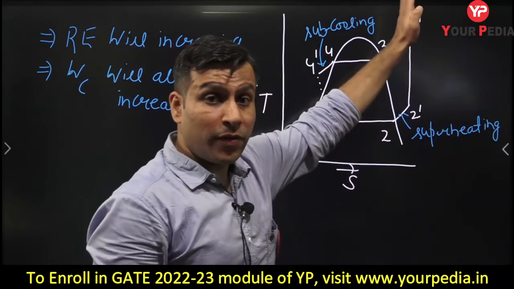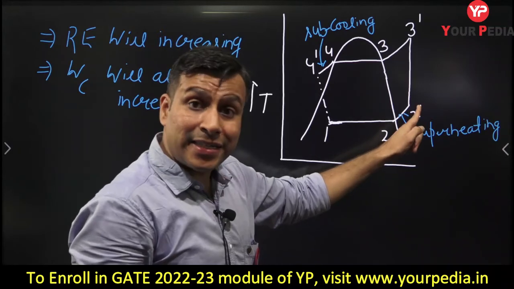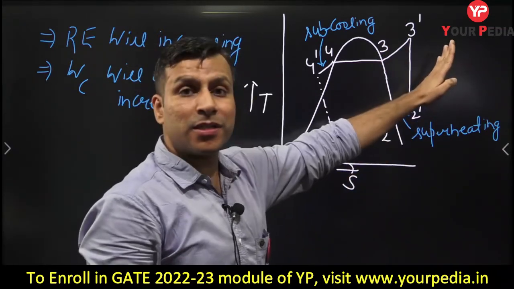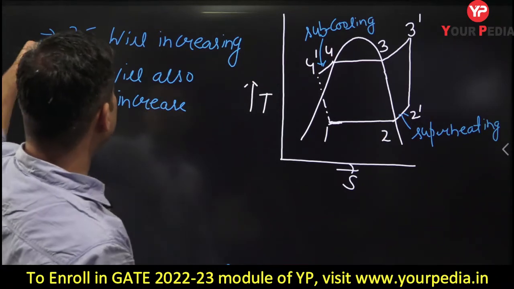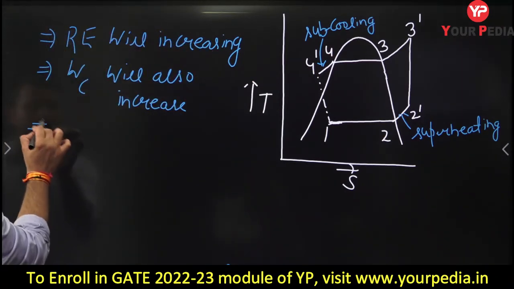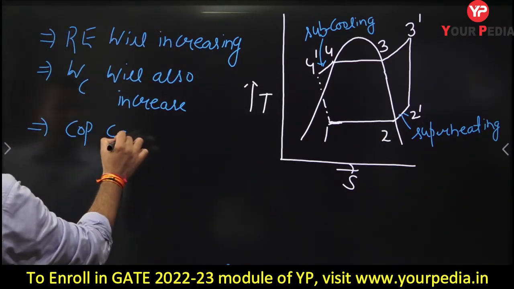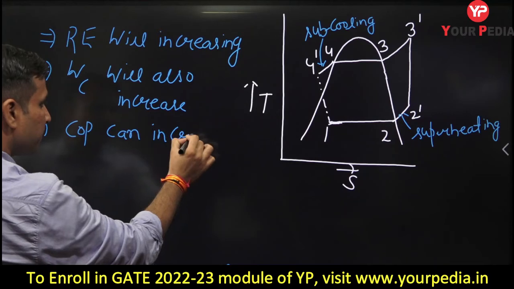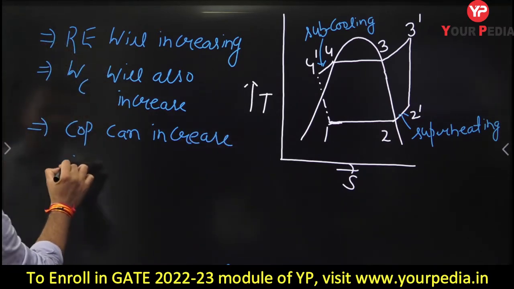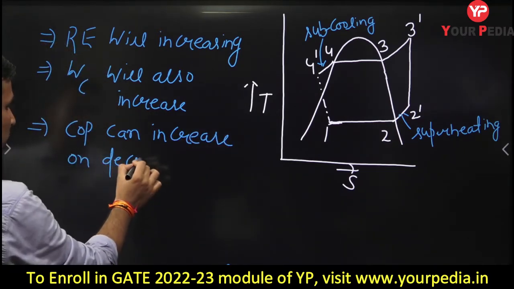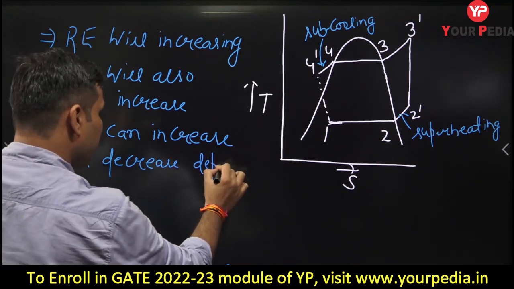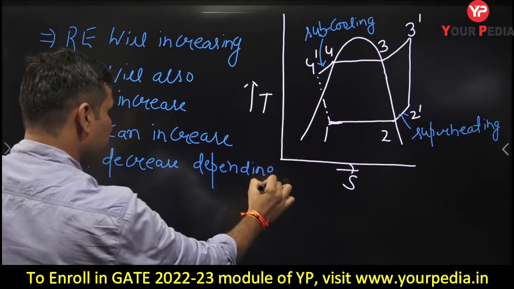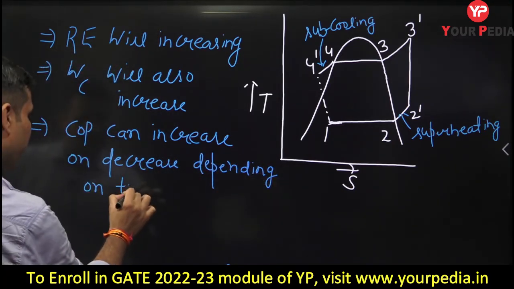With superheating, WC will increase because the inlet temperature is increasing. Pressure is the same, but inlet temperature is increasing, so WC will increase. Subcooling you are carrying out, so the refrigeration effect will increase. COP can increase or decrease because this is actually a ratio. Increase or decrease depending on the type of refrigerant.